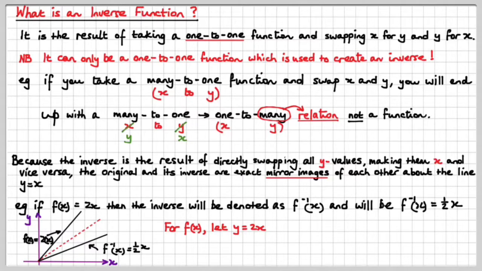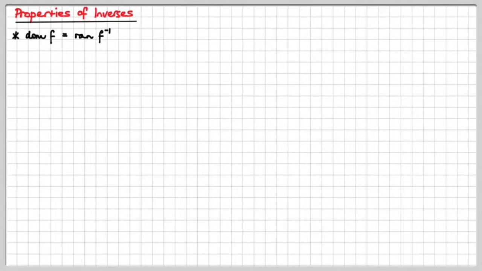So for f of x, we let y equals 2x when we're doing the algebra, because you don't swap x and f, you swap x and y. So you start off by letting y equal 2x, by definition, and then you say for the inverse swap x and y, therefore x equals 2y. Okay, that's how it works.